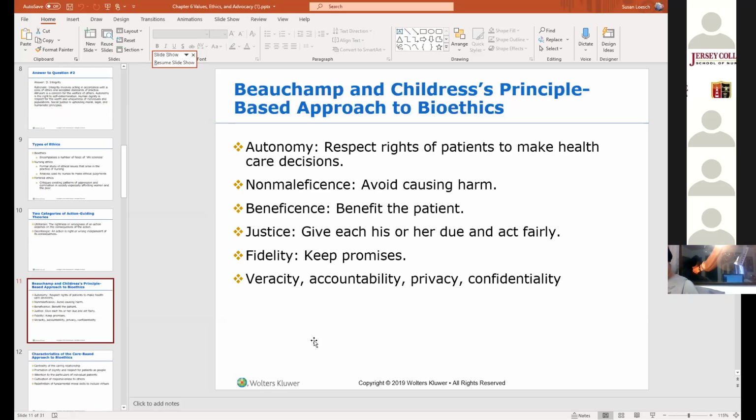That's fidelity. Veracity, this is accountability for keeping things. It means truthfulness, okay? But also that you're accountable, that you keep things private and confidential for the patient.